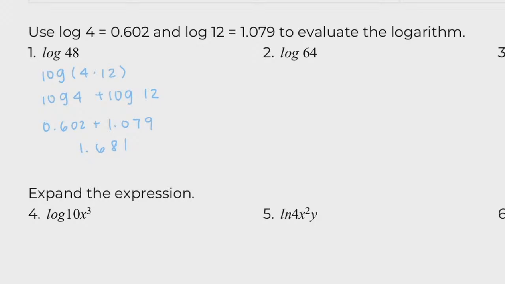For number 2, we have log 64. So you don't have to use both numbers, but they just give you both. But we do have to change either 64 to something with 4 or something with 12 or a mix of them. And 64 is 4 to the third power. So this would be log 4 to the third power. So we can use the power property, bring that 3 down. So this would be 3 log 4, and now I'm replacing log 4 with 0.602. So this is going to be 1.806.